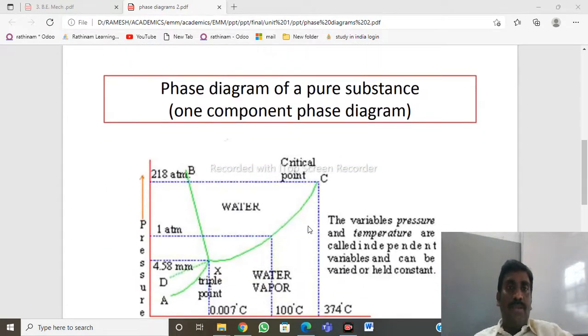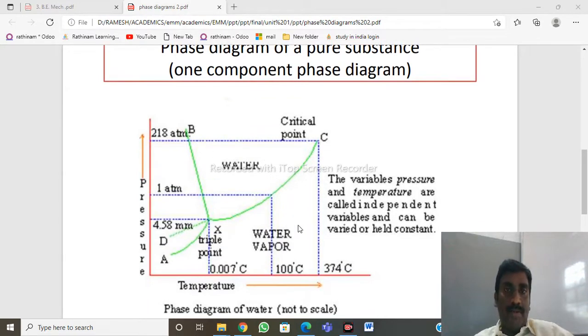Let me consider the phase diagram of a pure substance. That is nothing but a one component phase diagram. So here the one component is water. In the previous example, what we have seen is water as a one component system. So here we are considering the same element.